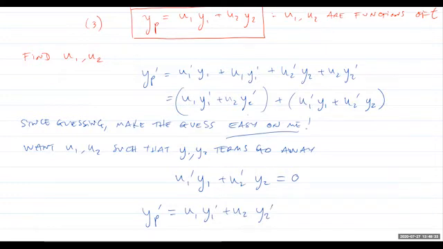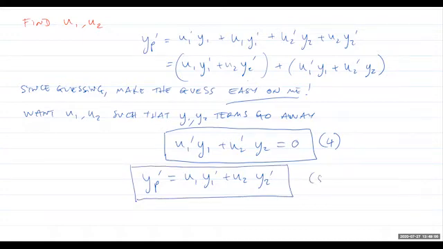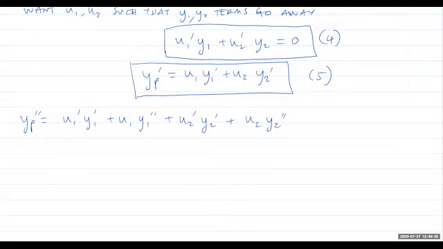Nice. I'm going to box this up. I'll number it equation 4. And this one is equation 5. All right. I still need yp double prime, so I differentiate again. Product rule again. Yp double prime is equal to u1 prime y1 prime plus u1 y1 double prime plus u2 prime y2 prime plus u2 y2 double prime. I gather all the y double prime together and all the y single prime together, and I get this, which I call equation 6.